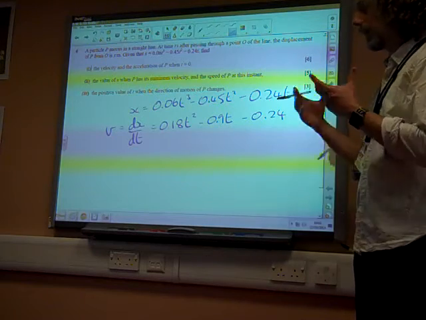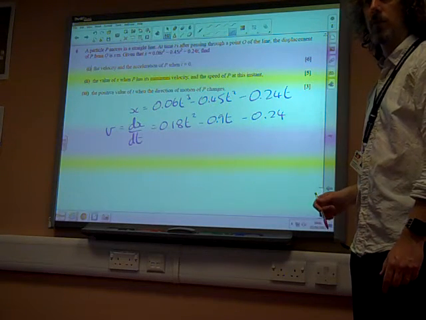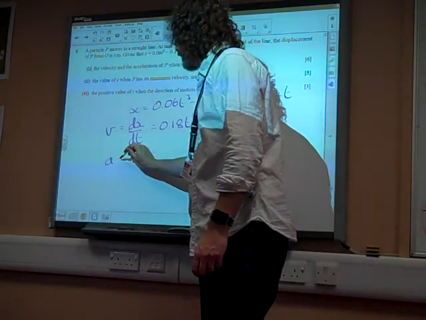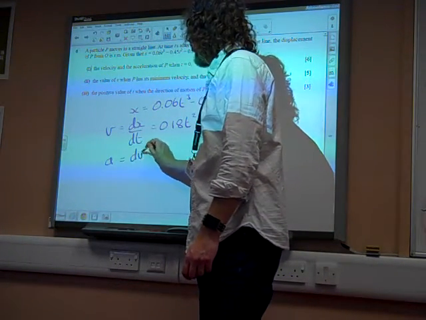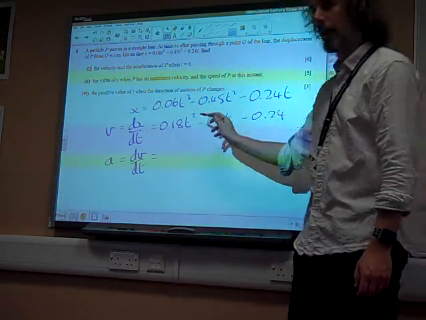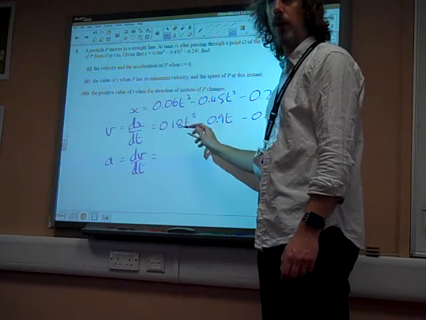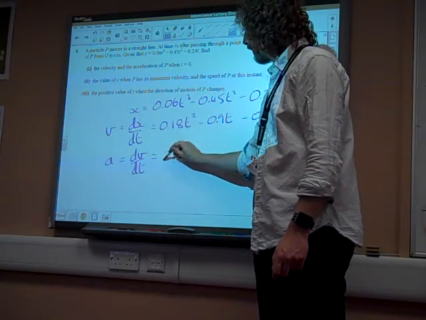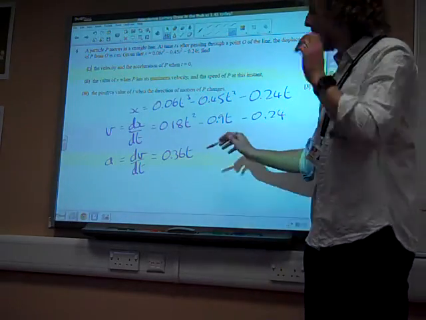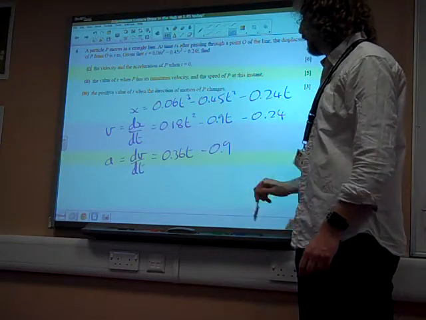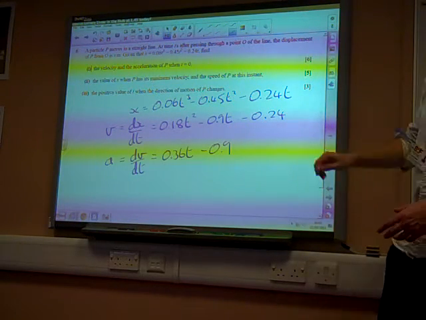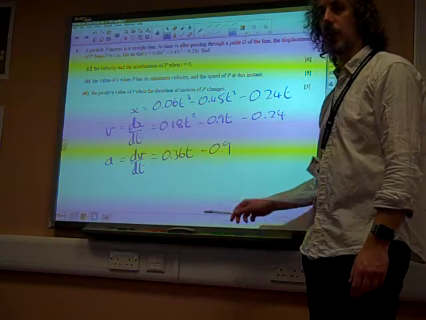As I'm in a differentiating mode at the moment, I'm going to carry on and do this again, because the question wants the acceleration, which is what we get if we differentiate velocity with respect to time. If I differentiate this again, t squared goes to 2t, and with 0.18 that's 0.36t. The minus 0.9t goes to minus 0.9, and there we go. So we've got our expressions for displacement, velocity, and acceleration.